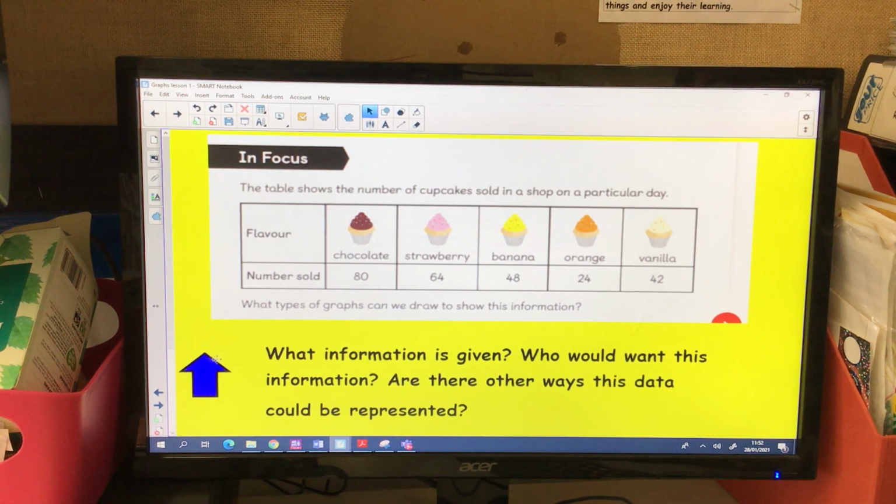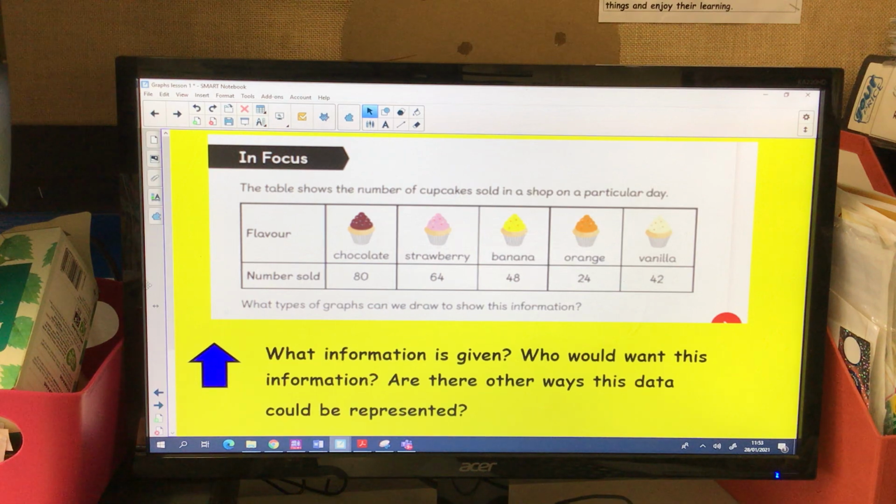Anyway, away from cupcakes, it says here, what types of graphs can we draw to show this information? And also some extra questions. What information is given? What do we know? Who would want this information? And how can we represent it in some different ways? Okay, so the information given is the different types of flavoured cupcakes and the number that was sold.